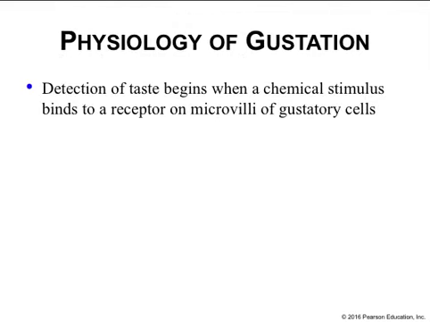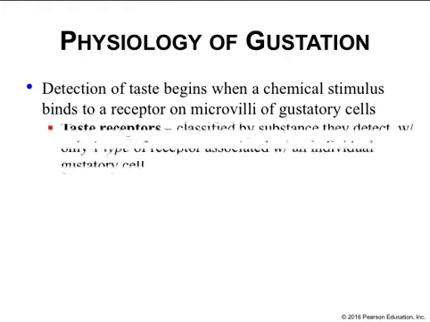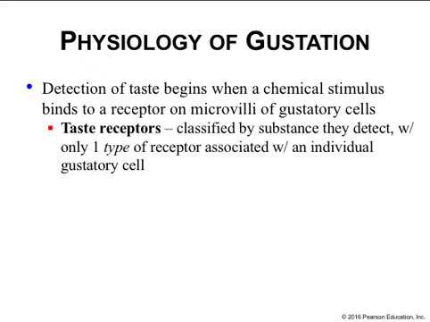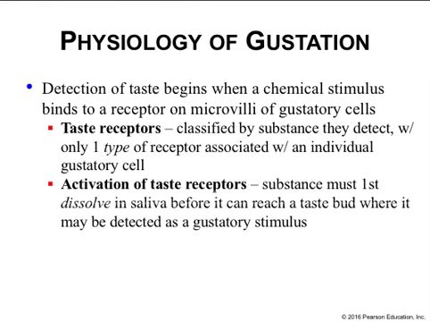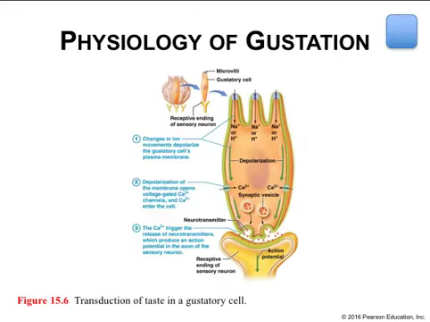The detection of taste begins when a chemical stimulus binds to a receptor on a microvilli of a gustatory cell. Taste receptors are classed by the substance they detect, with only one type of receptor associated with an individual gustatory cell. The activation of taste receptors begins with the substance dissolving in the saliva before it can reach the taste bud, where it can be detected as a gustatory stimulus.